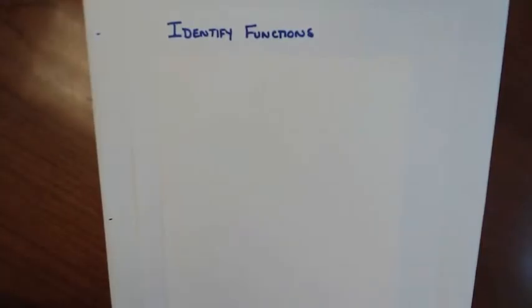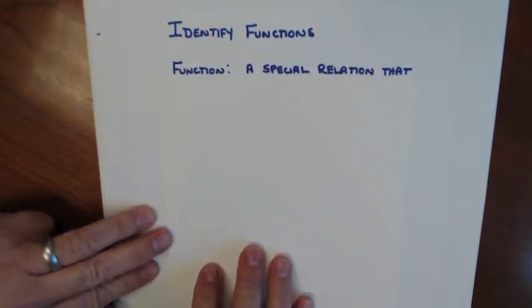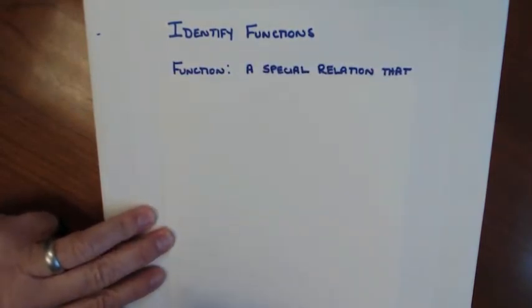Now that we've gone over relations, there are certain types of relations that are known as functions, and we need to be able to identify which relations are functions and which relations are not functions. So, we need to define what a function is. First off, a function is a special type of relationship.